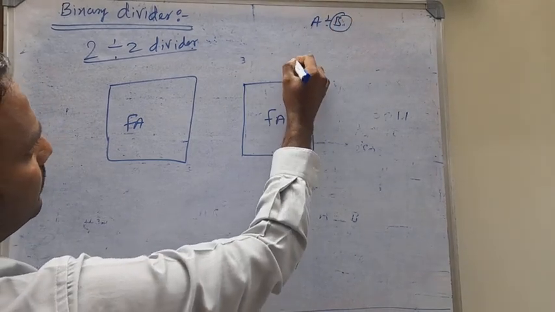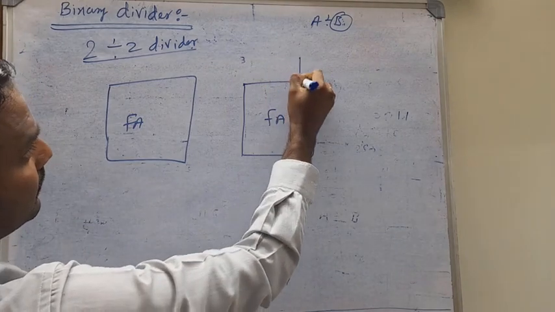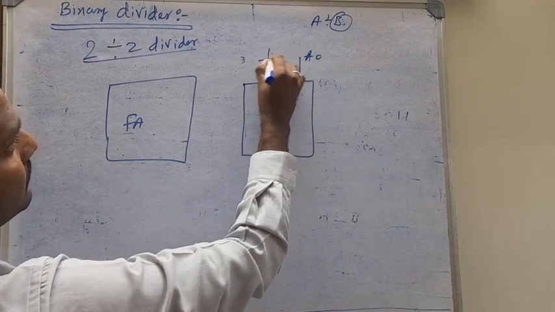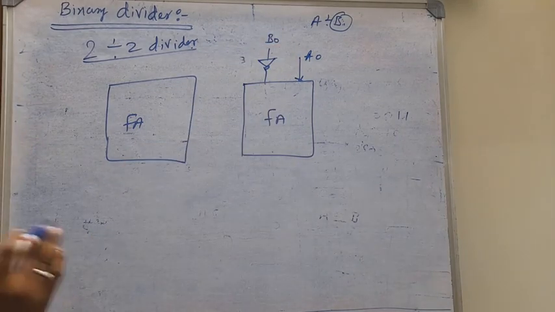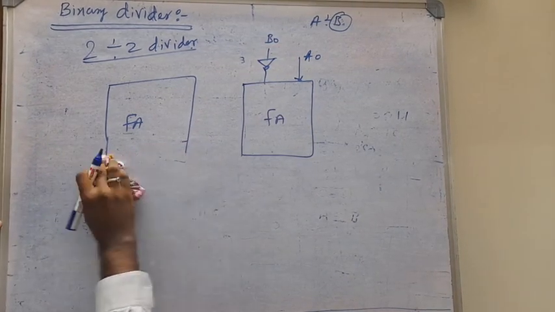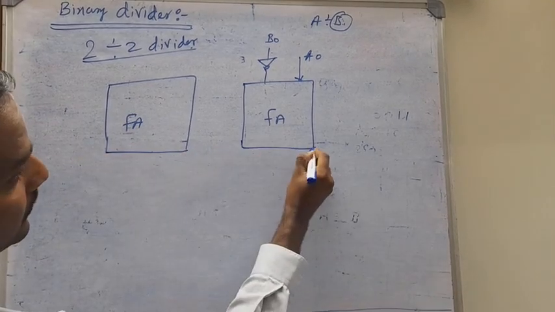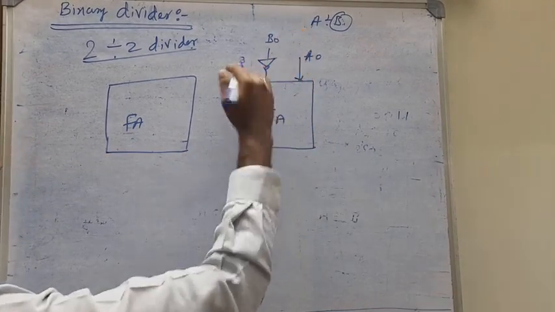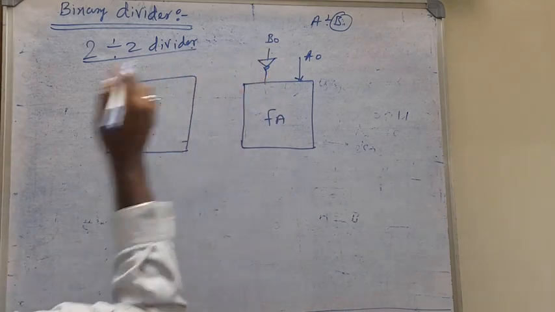So you just make it as here a naught, and this one is what? B naught. Okay, so first I will draw the circuit, then I will explain. I will design first based on that manual concept I have explained now, then I will explain, right?